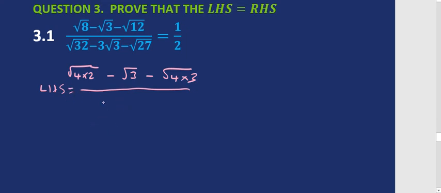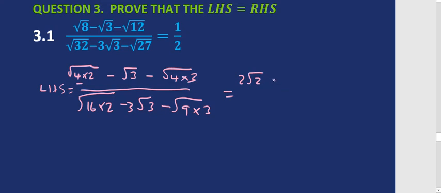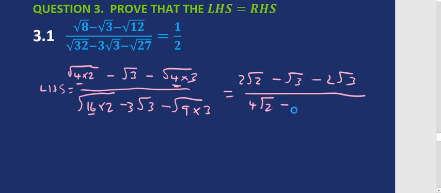All right, so at the bottom, we can use 16 times 2 minus 3 and root 3, and 27 could be broken into 9 times 3. Okay, if we go further, the square root of 4 is 2. Don't forget the root 2 minus root 3. The square root of 4 is again 2. Don't forget the root 3. Go to the denominator. The square root of 16 is 4. Don't forget the root 2. That is already in simplified form. Of course, the square root of 9 is 3. Don't forget the root 3.